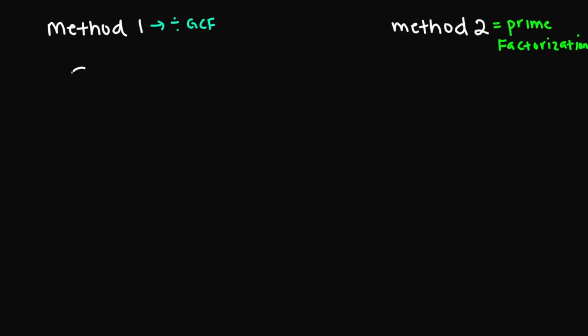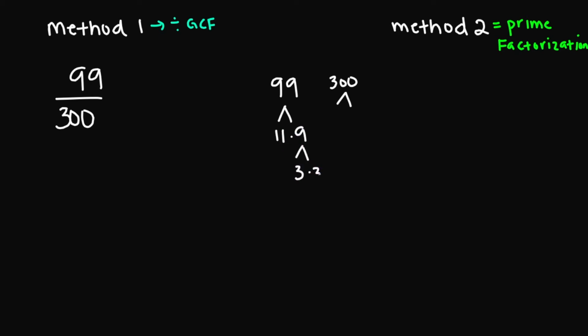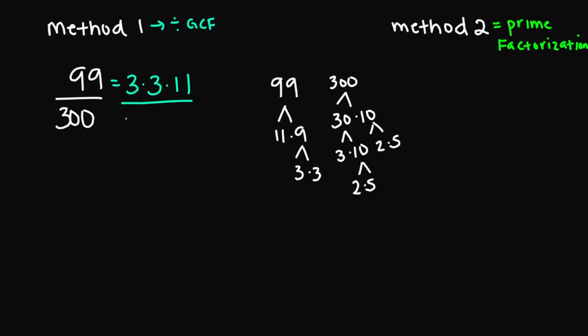So let's try 99 over 300. So 99, I'm going to factor into 11 times 9. 9, I'm going to factor into 3 times 3. For my 300, we have 30 times 10. 30 is 3 times 10. 10 is 2 times 5. This 10 here is also 2 times 5. For my 99, we said is 3 times 3 times 11. And then 300 is 2 times 2 times 3 times 5 times 5.